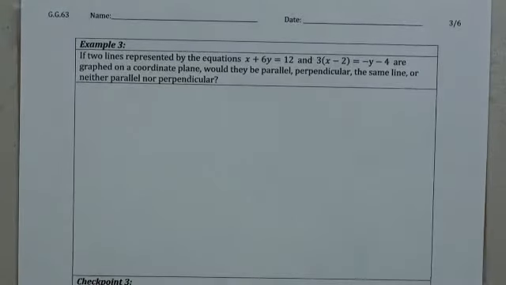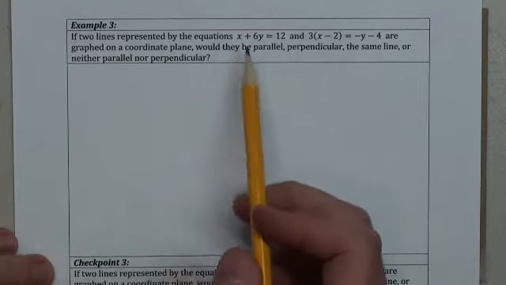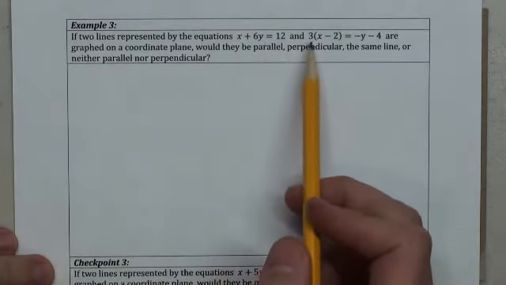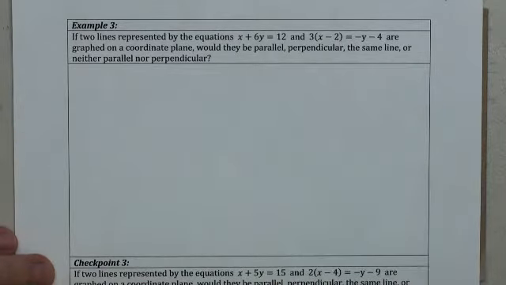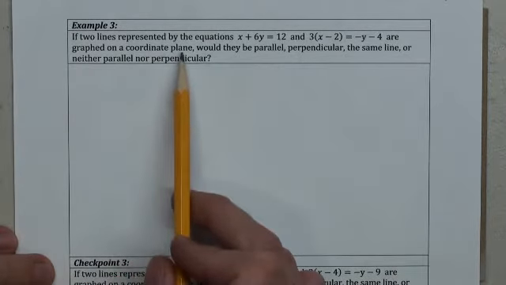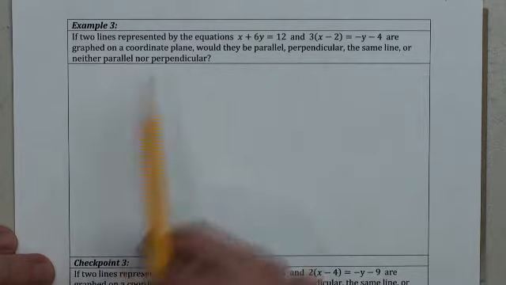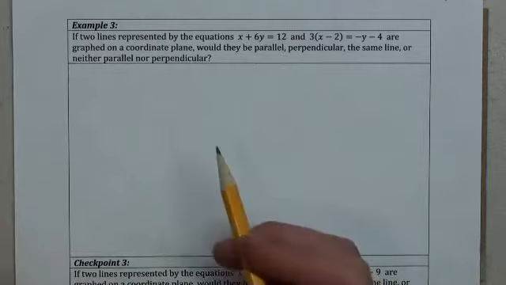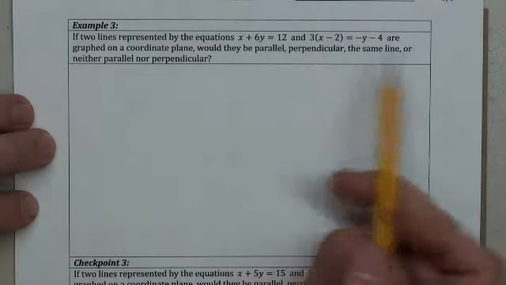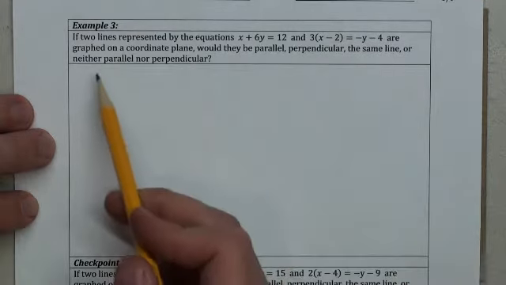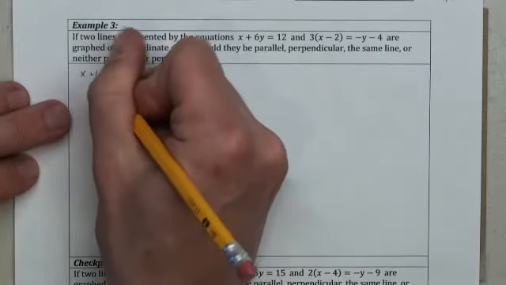Example 3. If two lines represented by the equation x plus 6y equals 12 and 3 times the quantity x minus 2 equals negative y minus 4 are graphed on a coordinate plane, would they be parallel, perpendicular, the same line, or neither parallel nor perpendicular? So I follow the same process. Even though this question is worded a little differently, it wants to know, are these two lines parallel, perpendicular, the same line, or neither? So first I have to put them in y equals mx plus b form.